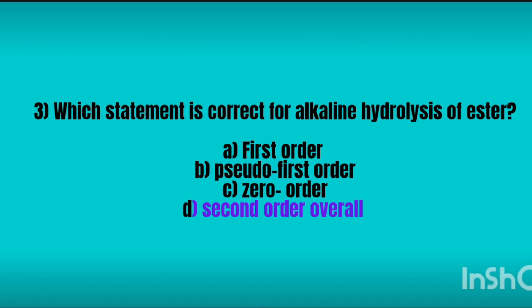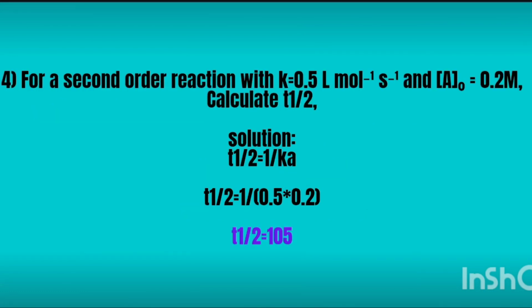Next is, which statement is correct for alkaline hydrolysis of ester? First order, first order, zero order and second order overall. Alkaline hydrolysis of ester is always a second order reaction. So option D is the correct one. We'll move to next one.